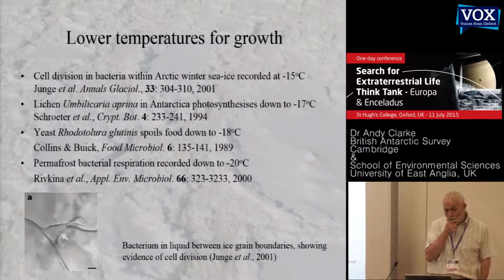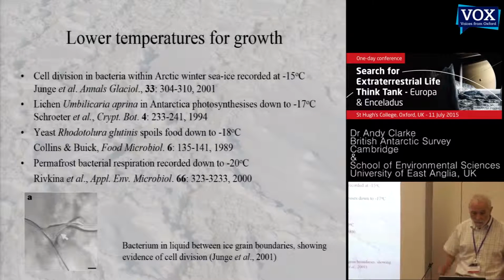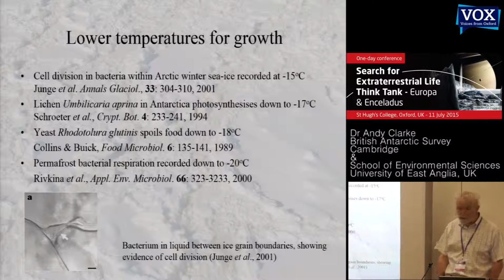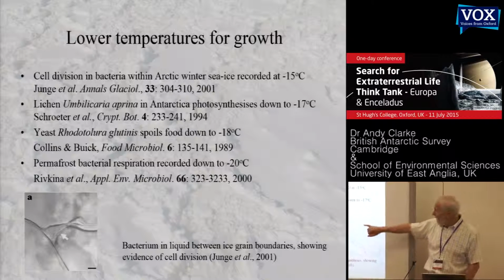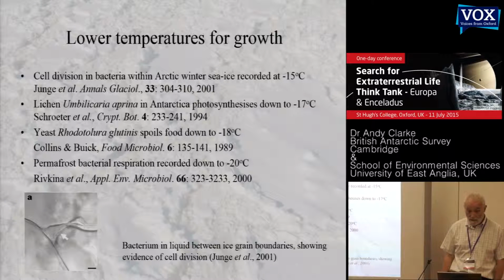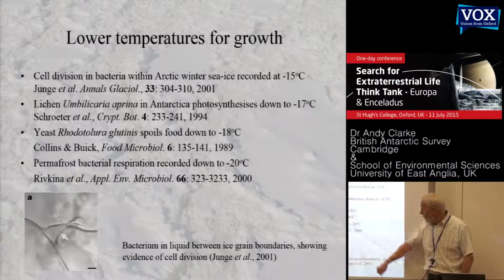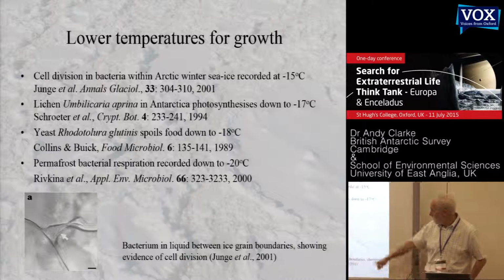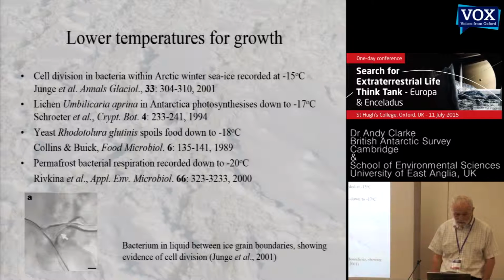The low temperature limits for growth are reasonably well established, and there are four examples here. The top one is a classic example where cell division in bacteria within Arctic winter sea ice has been recorded at minus 15. The common lichen, which grows way down into Antarctica, has been shown to photosynthesize down to minus 17. The yeast that spoils food will grow down to minus 18, which is why your freezers run at minus 20. And permafrost respiration has been recorded down to minus 20 Celsius.